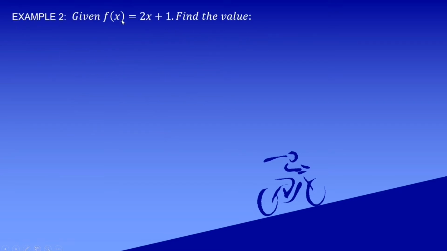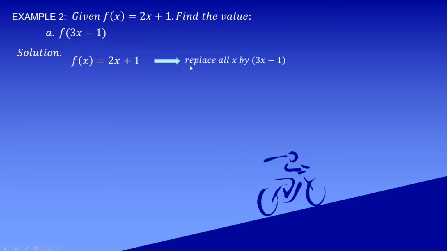For example number 2, given f of x is equal to 2x plus 1, find the value of f at 3x minus 1. So our domain here is 3x minus 1. To simplify this function, given f of x is equal to 2x plus 1, all x here in our given function we replace with 3x minus 1.